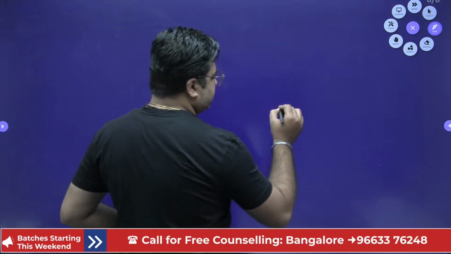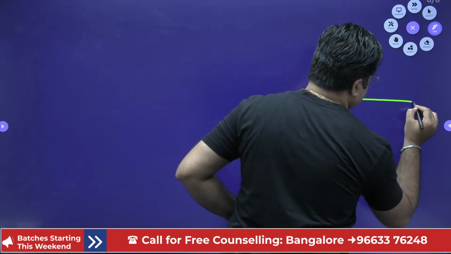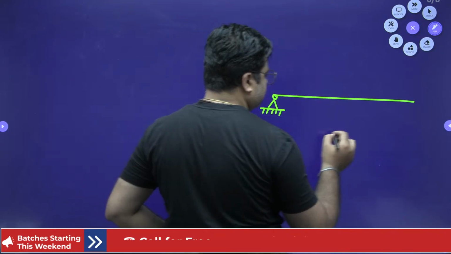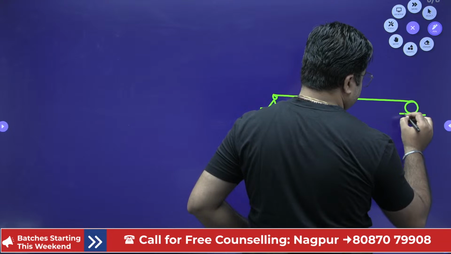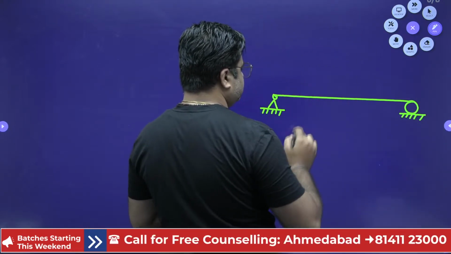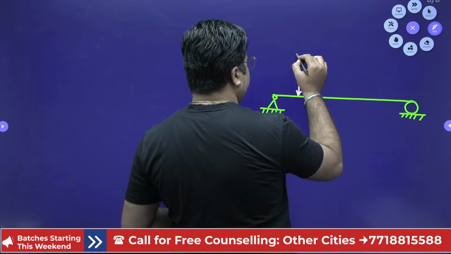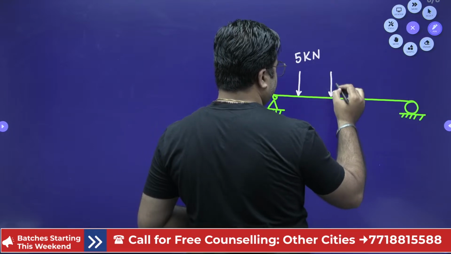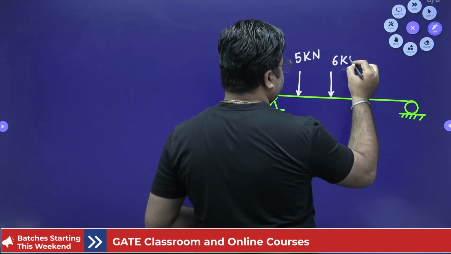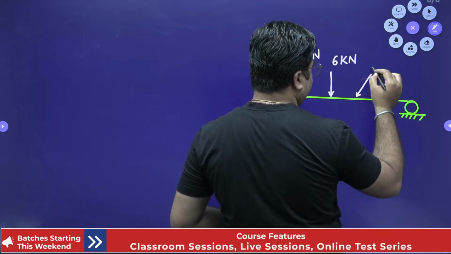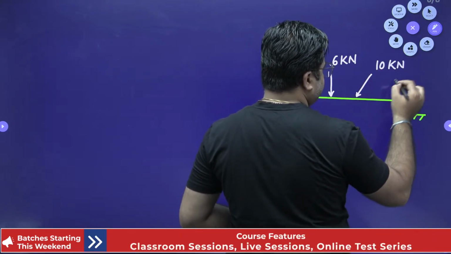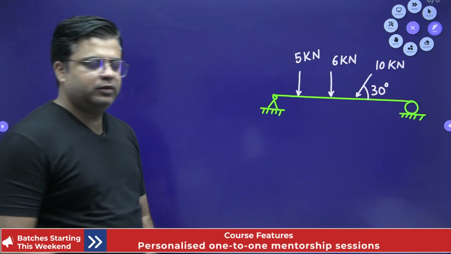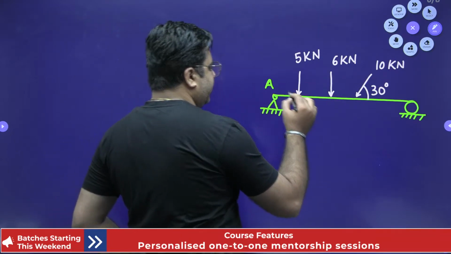I'll give you one quick question and this quick question is like this. Suppose you have this load of 5 kilonewton, then you have this load of 6 kilonewton, then you have this inclined load of 10 kilonewton and this inclination is 30 degrees, right? And you need to calculate the support reaction for end A and end B.